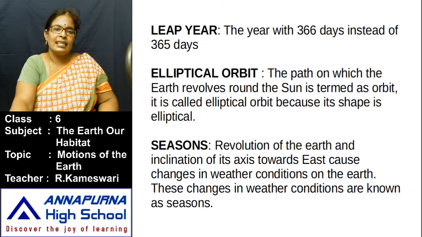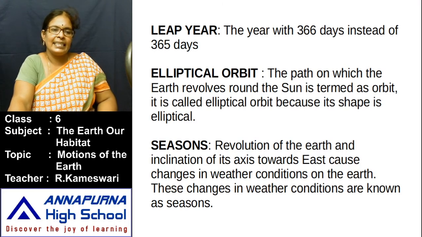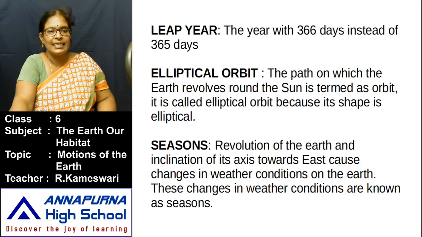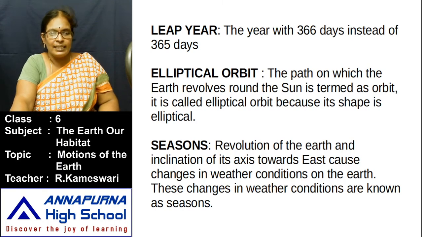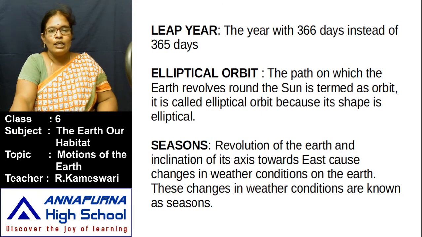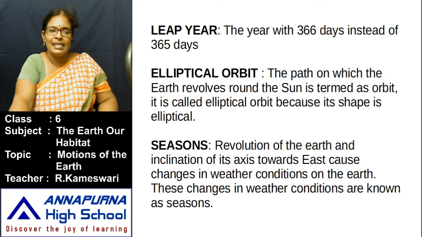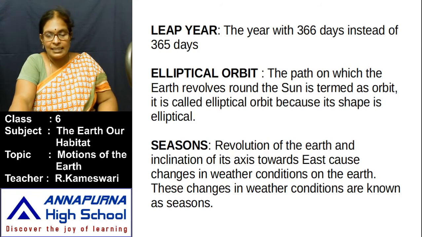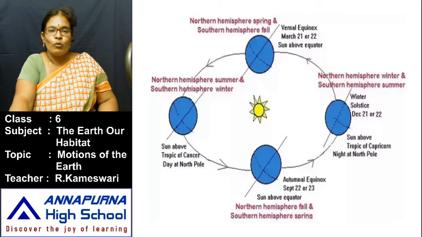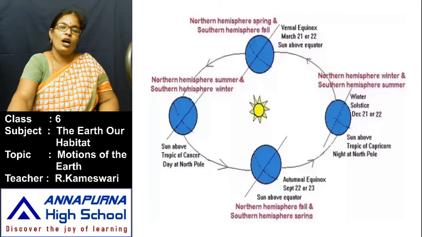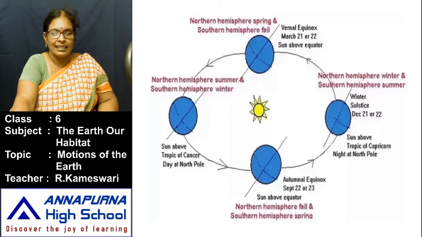Next, seasons. Due to revolution of the earth, the inclination of its axis causes changes in weather conditions on the earth. These changes in weather conditions are known as seasons. Due to the revolution motion, the seasons are formed on this earth. How many seasons? Total 3 seasons. What are those 3 seasons? Summer, winter and rainy season. How do they occur on the earth? I will explain this with the help of this diagram.